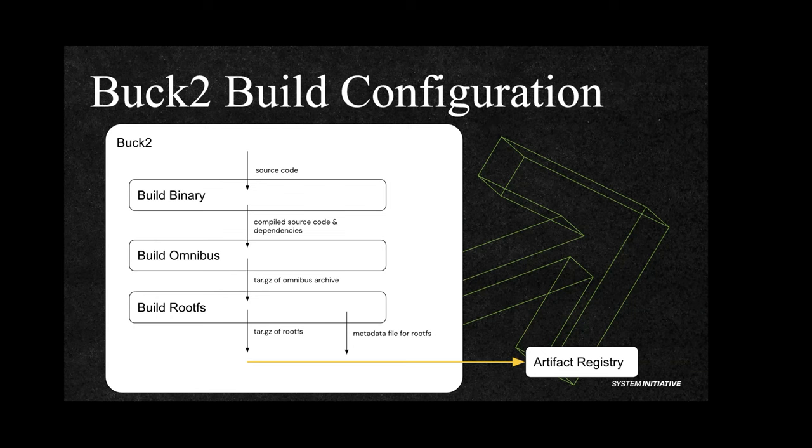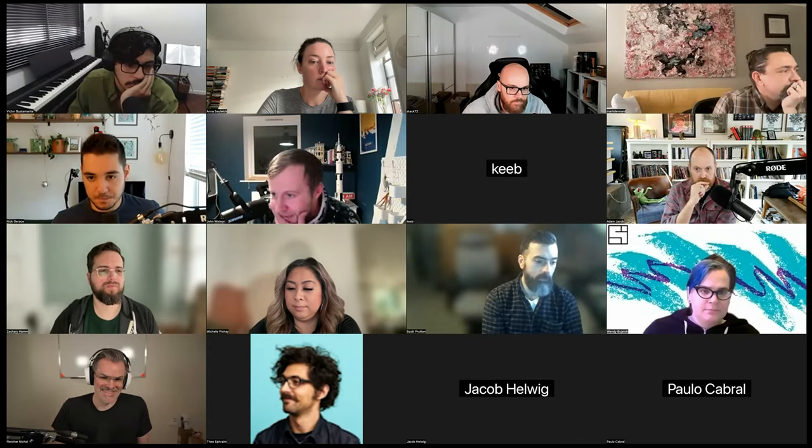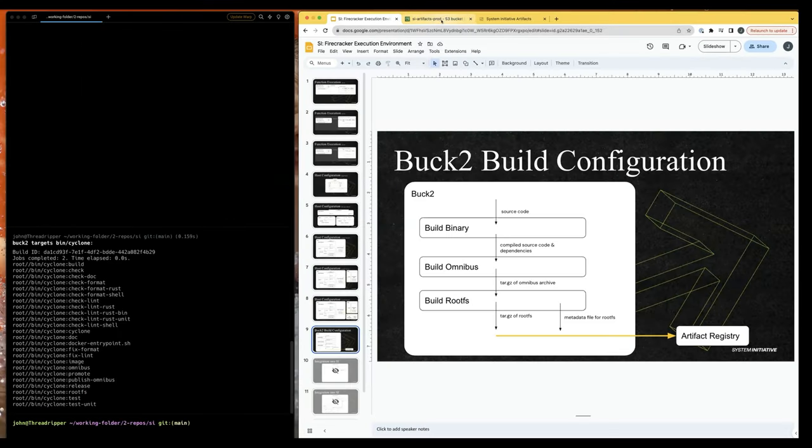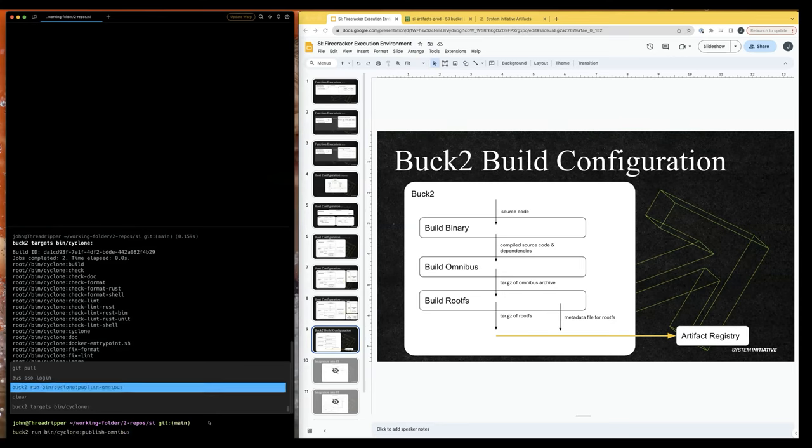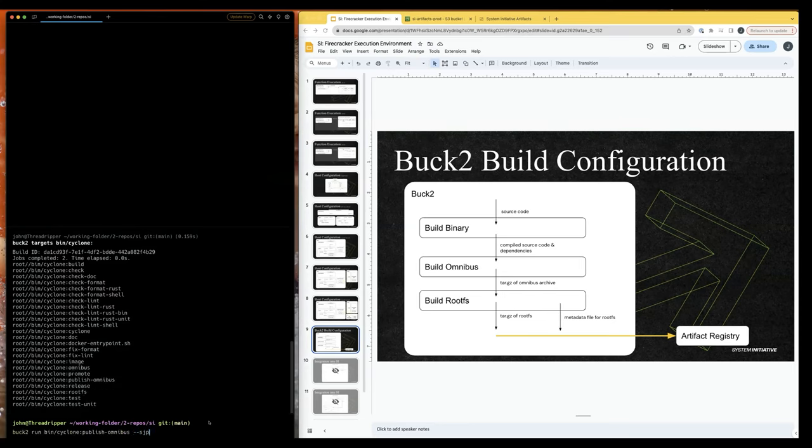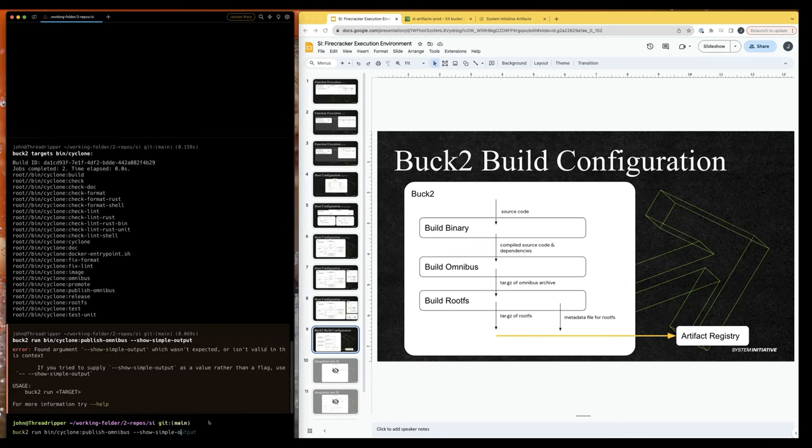Okay, so let me give you a quick demo. Hopefully it's a quick demo. Okay, so that's the slide deck. On the left-hand side, I've got the SI repo on main, and I've just listed the targets for bin Cyclone. So you can see this thing called publish omnibus. That's the task that we've added, and omnibus, the one up from that, is that one. Okay, so if I publish the omnibus with show simple output, I'm just going to do it without that because I can't remember the flag.